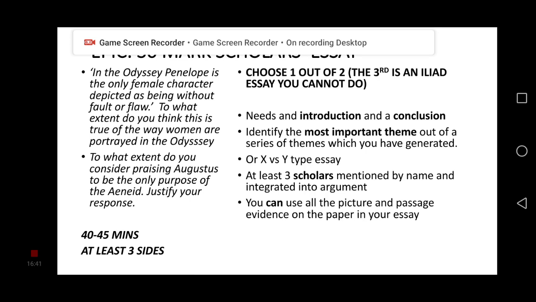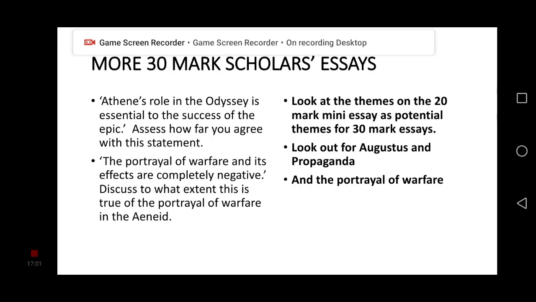So not only do you do the quote, you actually explore the quote and how that gives evidence to your argument. We'll be doing more things on scholars' comments very soon. And you can use all the picture and passage evidence on the paper in your essay. So it should roughly take 40 to 45 minutes and it should be at least 3 sides.